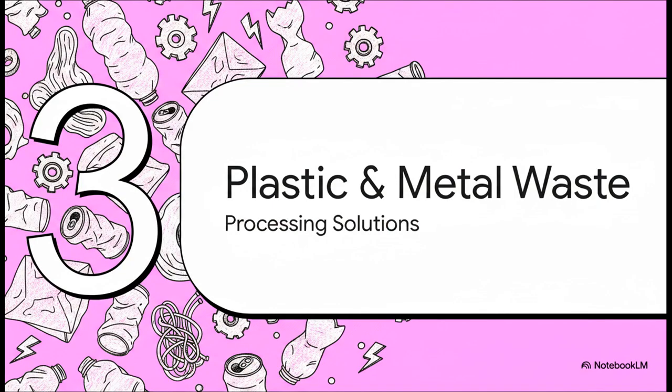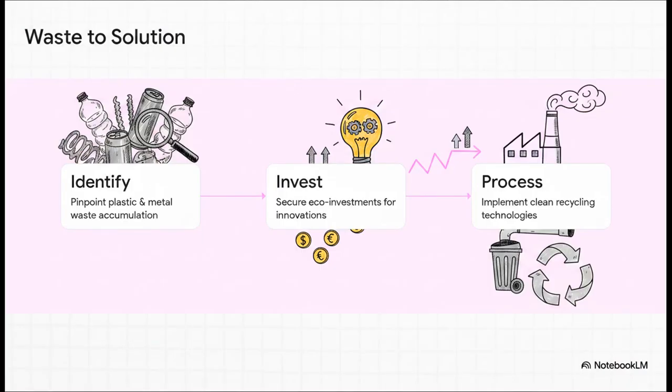Which brings us perfectly to Section 3, Plastic and Metal Processing. Dealing with stubborn waste like plastic and metal requires a very dedicated, step-by-step approach. Step 1 is identification, basically pinpointing exactly where and how this waste is accumulating. Step 2 requires securing dedicated eco-investments to actually fund new technological innovations. And Step 3 is the execution phase, implementing these clean processing technologies to transform that raw, harmful waste into reusable materials. It's a complete journey, really, going straight from pollution to solution.